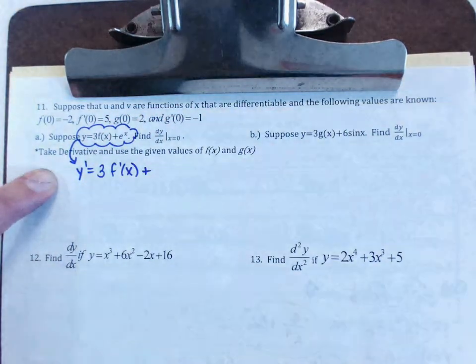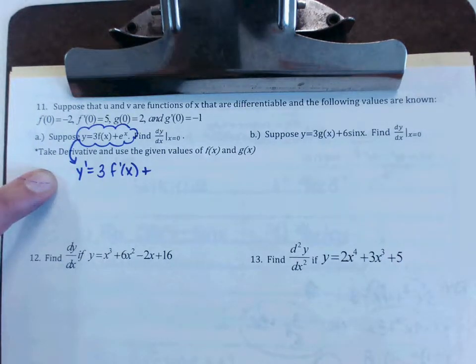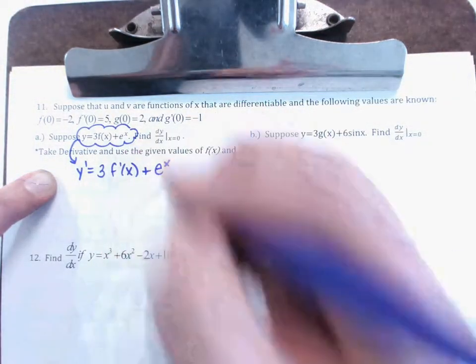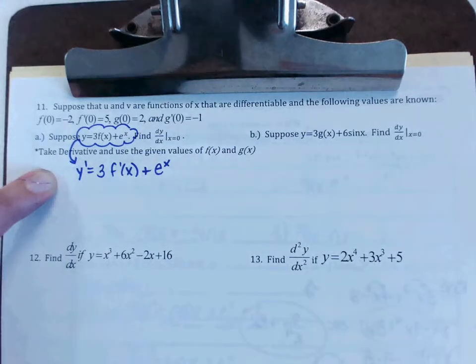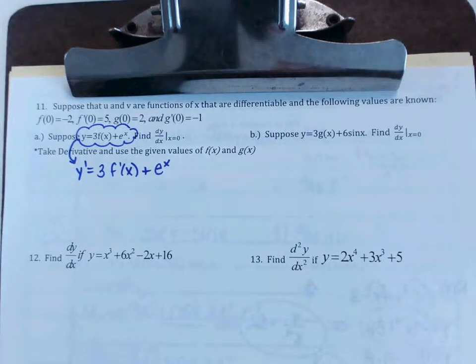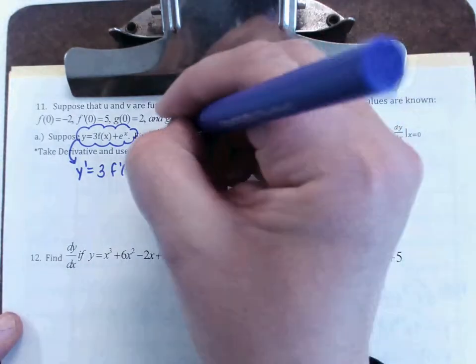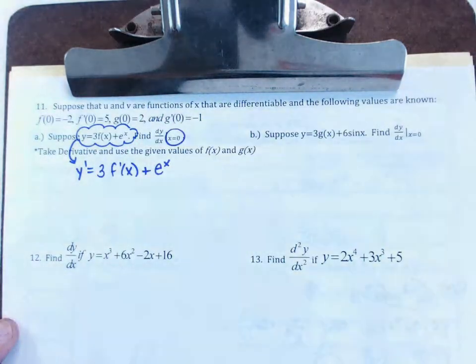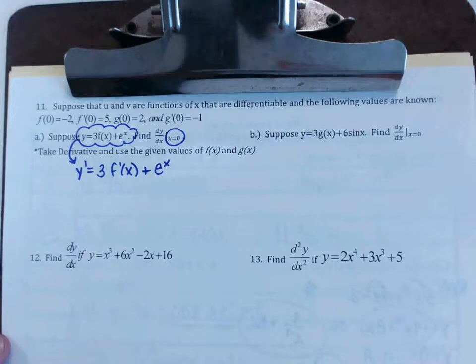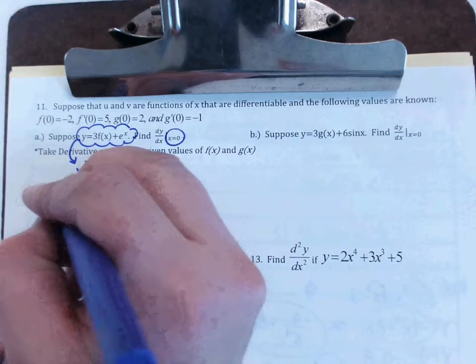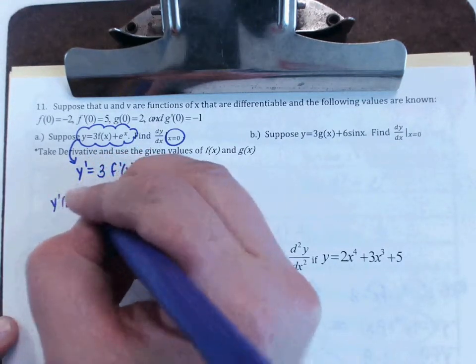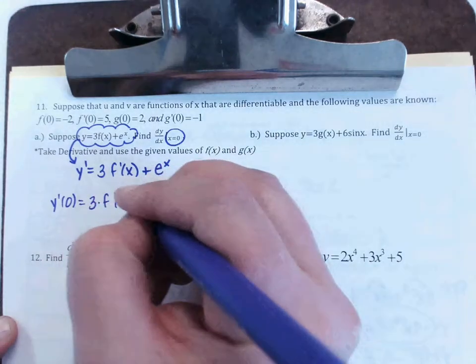Now, what's the derivative of e to the x? Still e to the x. So remember, the derivative of f is just f prime, and then you're plugging stuff in from there. So what am I plugging in? Look right here. I want dy dx when x is 0. So y prime of 0 would be 3 times f prime of 0 plus e to the 0.